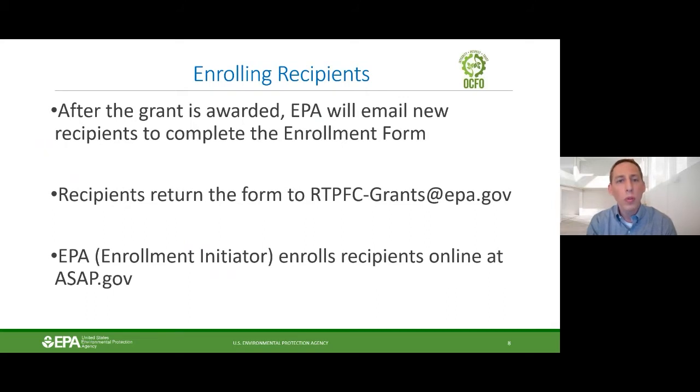Now, as far as enrolling recipients into ASAP, as the EPA is a federal agency, we are in charge of initiating the enrollment into ASAP. After the grant is awarded, EPA will email new recipients to complete the enrollment form. Recipients are required to return the form to rtpfc-grants@epa.gov. EPA, being the enrollment initiator, enrolls recipients online at asap.gov.